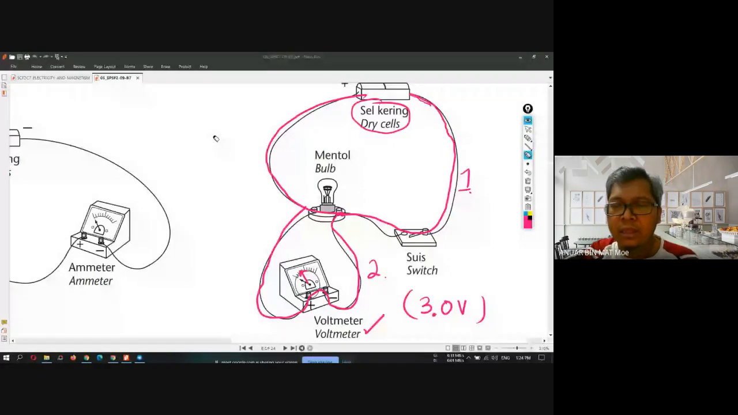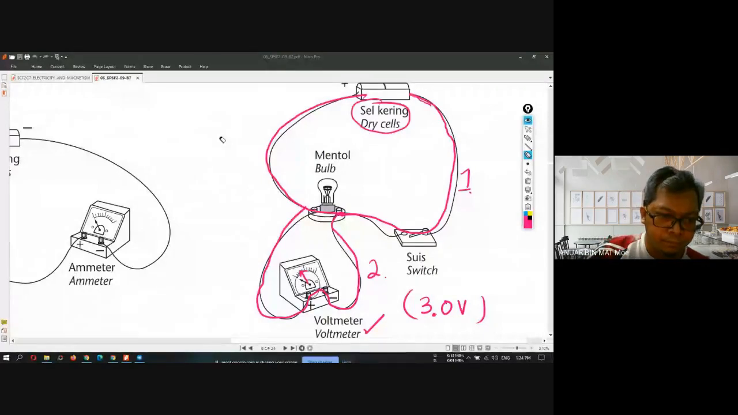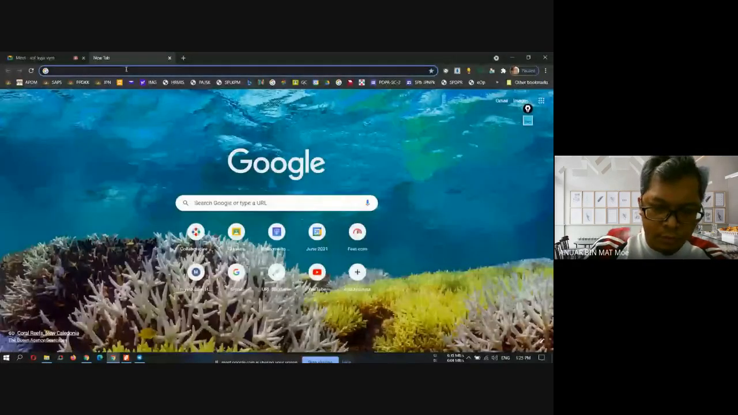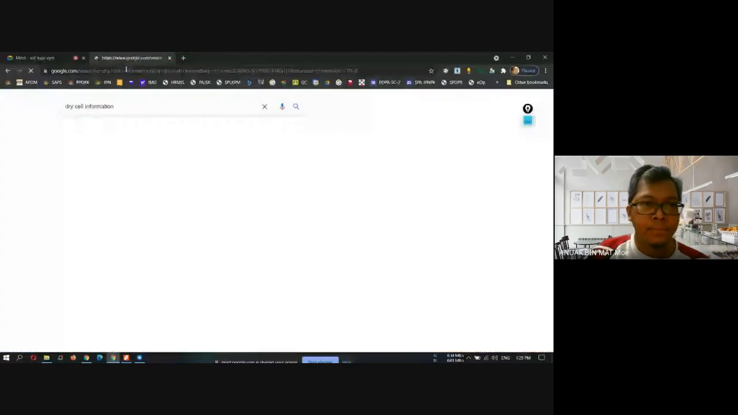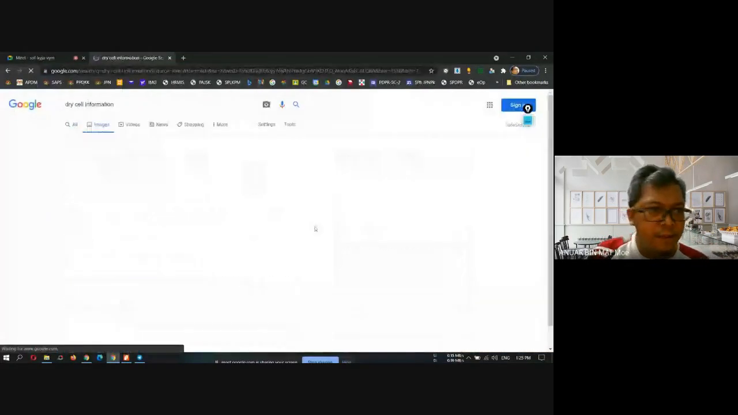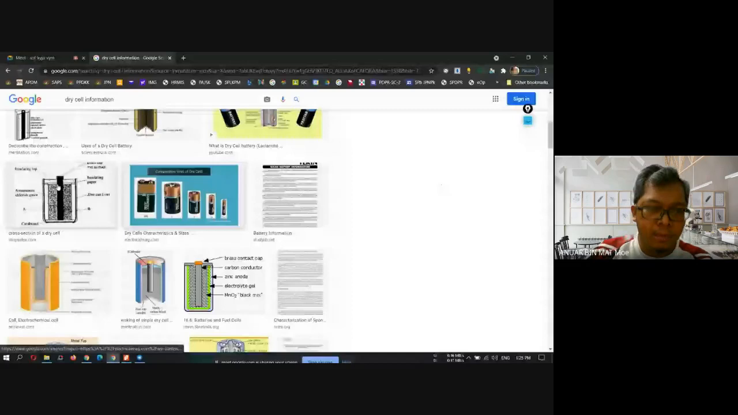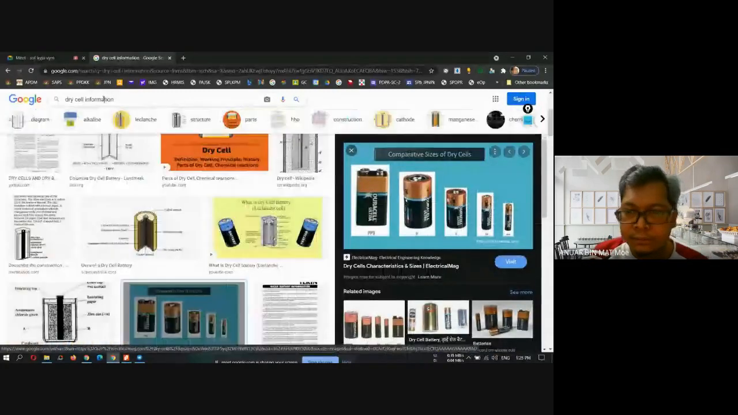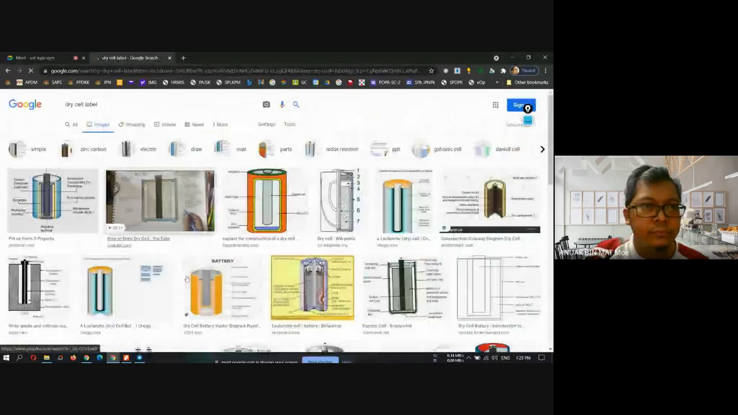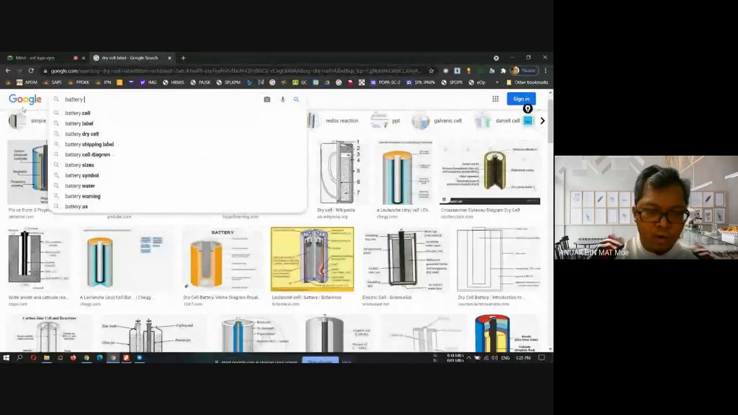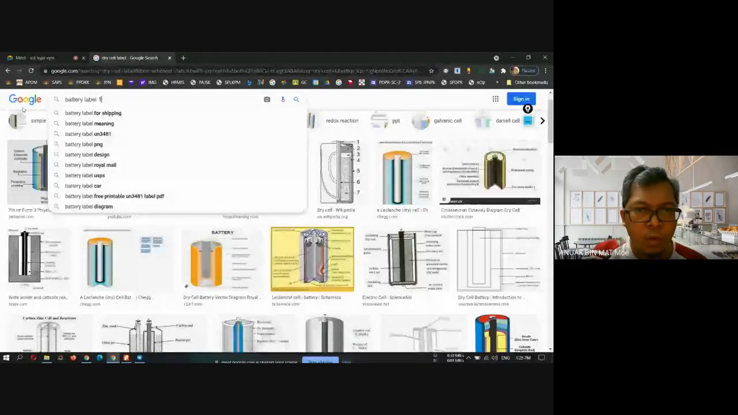A dry cell usually tells you the amount of voltage inside. I will show you the picture first. Dry cell info. This is a battery label. Battery, 1.5 volt. Okay, right here.